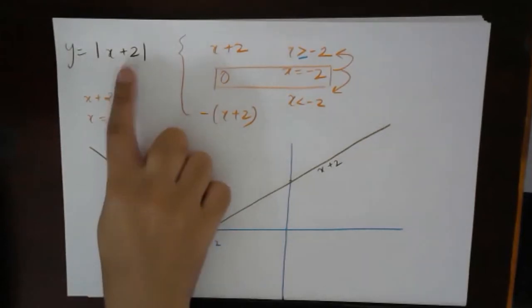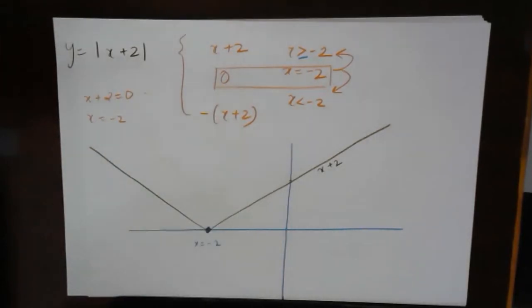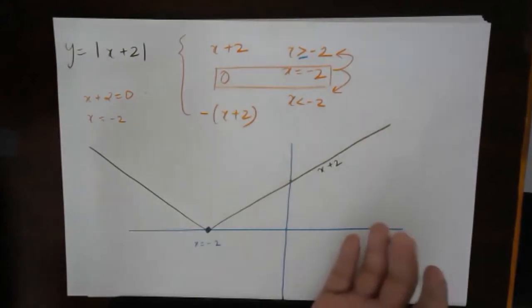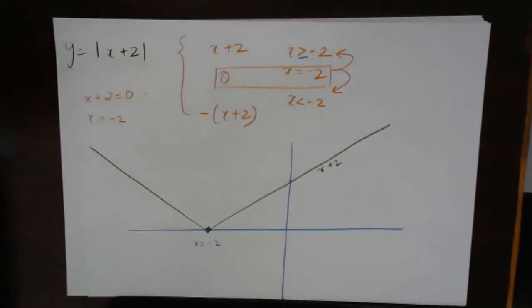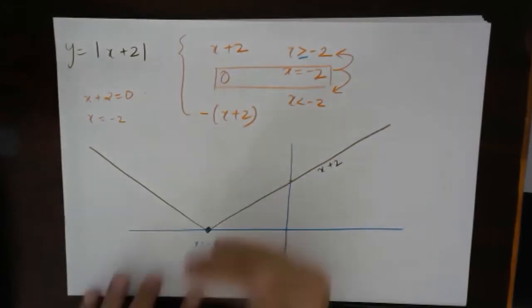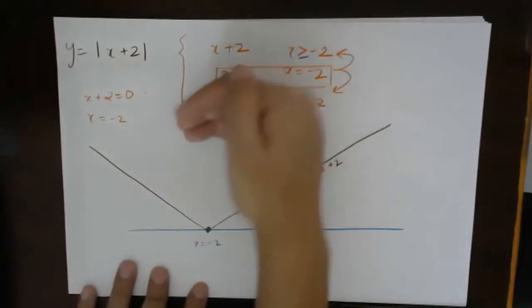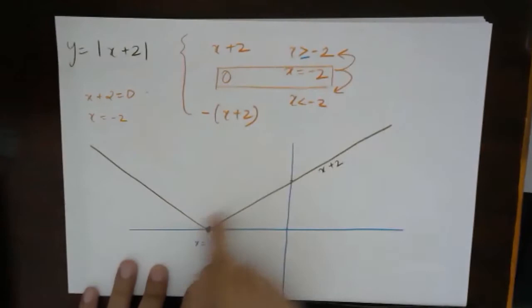It will always give you positive output. So no matter what value it takes as input, if it is negative, it will give you output as positive. If it is positive, it will give you positive output. So whatever is above the y-axis will be as it is.